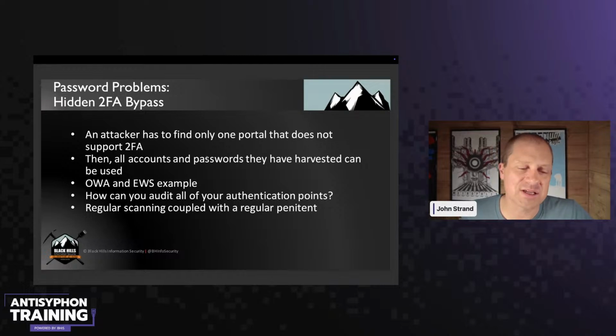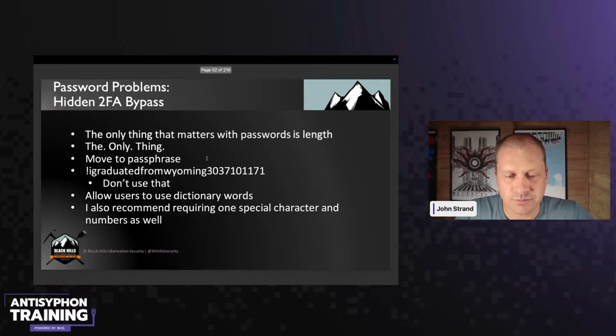We also see things like Outlook Web Access. We also see things like Exchange Web Services. This would be an example where Outlook Web Access requires two-factor authentication for some users, and Exchange Web Services does not. Same portal, two different ways coming in as well.